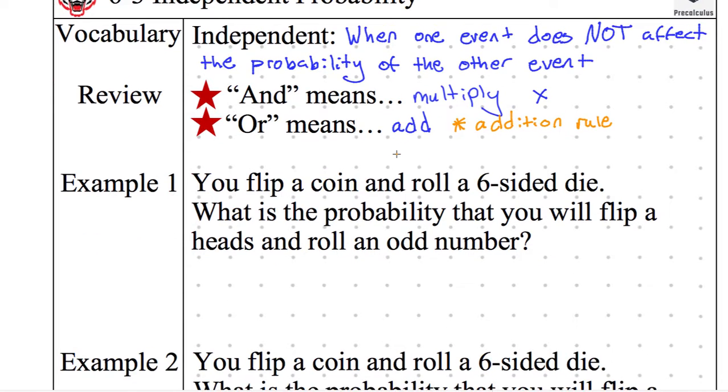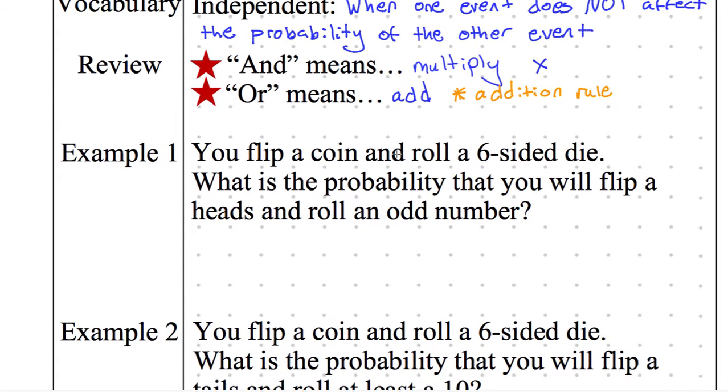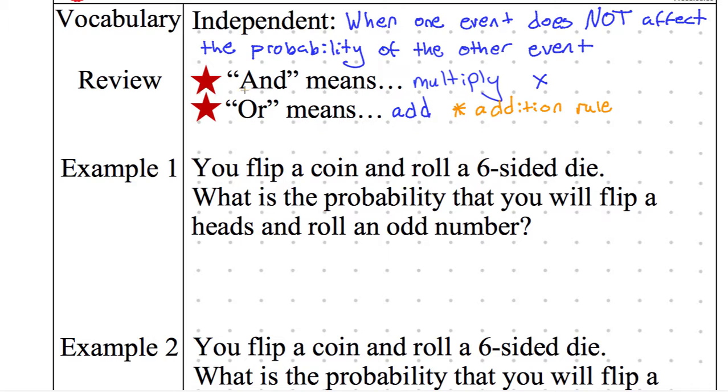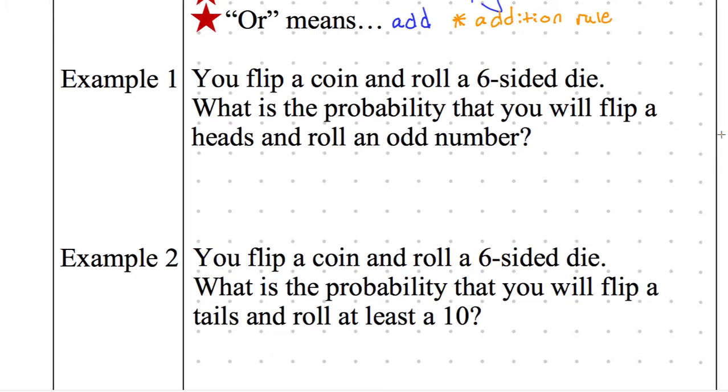All right, so let's go on to example one. We're not really doing or today. We're doing a bunch of and, and we'll do or later. Actually, we already did or technically yesterday, but we're just doing and a bunch of times today. So that's just some good review. Okay, so here's my example. You flip a coin, a quarter let's say, and you roll a 6-sided die. What is the probability that you will flip a heads and roll an odd number?